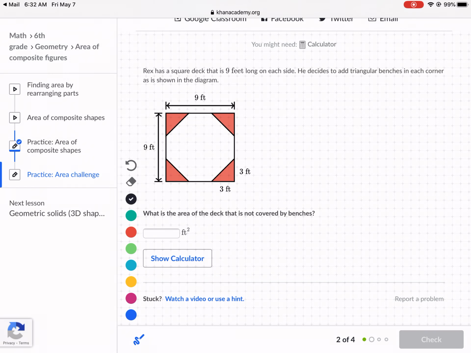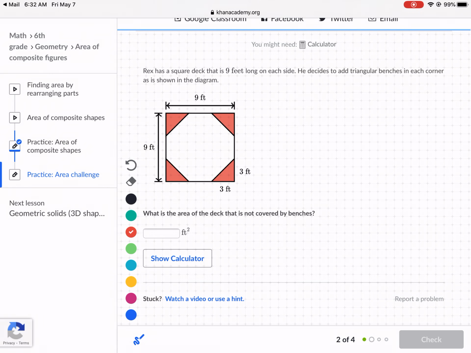Rex, great name. We got Rex. He has a square deck that is 9 feet long on each side. Okay, that's the definition of a square. He decides to add triangular benches in each corner as is shown in the diagram. Okay, what is the area of the deck that is not covered by the benches?